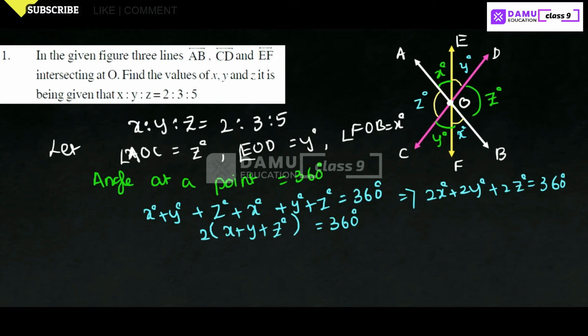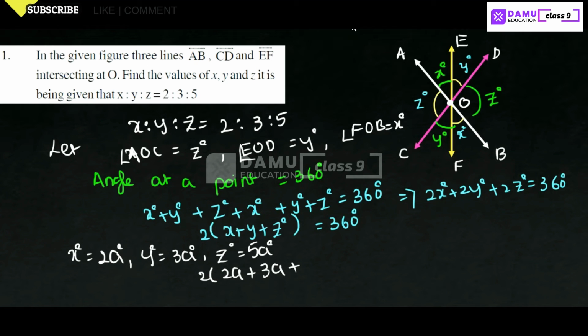For this, let x degrees be equal to some angle. Let x be equal to 2a degrees, then y will be equal to 3a, and z to 5a. We are multiplying with the same variable a, so the ratio of the angles stays the same. So we substitute: 2 into 2a plus 3a plus 5a will be equal to 360 degrees.